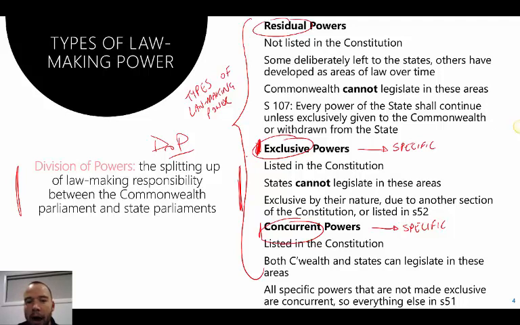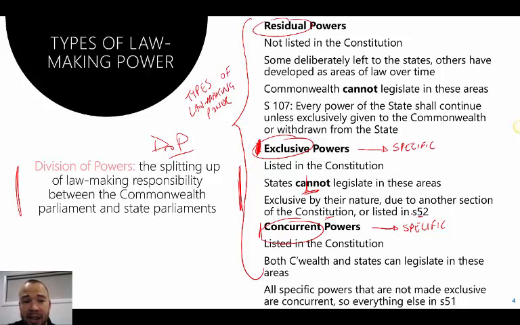These include things like military. There's a section of the Constitution that says that no state shall raise its own military, naval force, etc. So these powers become exclusive to the Commonwealth, in that the states cannot legislate in them, either due to another section of the Constitution, like the bit that says the states can't raise their own army. They are listed in Section 52, which we'll look at in a moment.